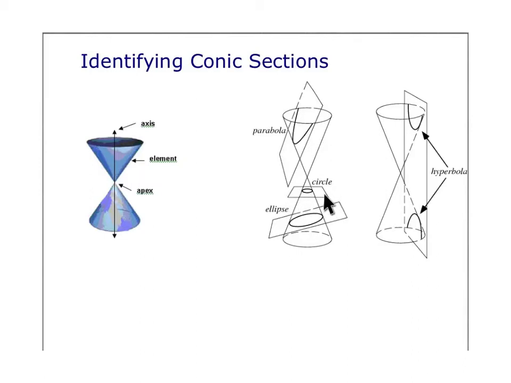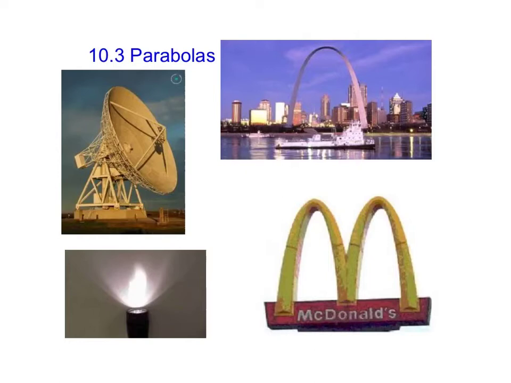Notice that it's a horizontal intersection with the cone to make a circle. You can see the ellipse, and then later on we'll be doing the hyperbola. We're going to do all four conic sections. I know, I'm out of control, but here are a few parabolas.